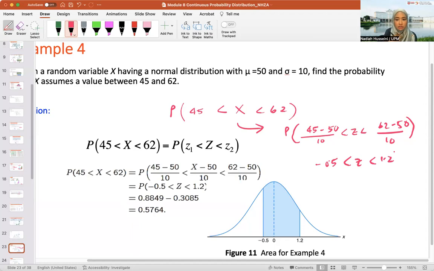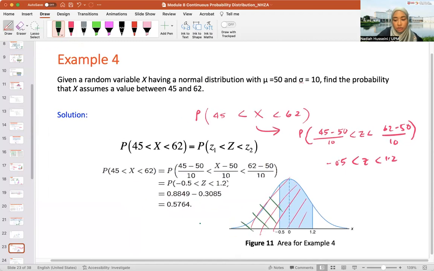So now my Z is minus 0.5 to 1.2, which is this region. So now I can find the CDF for the 1.2 region and then the CDF for my minus 0.5 region and then subtract these two to find the middle part. Okay, so fairly easy, I think. If you have any questions, you can ask me. Otherwise, I think it's straightforward.